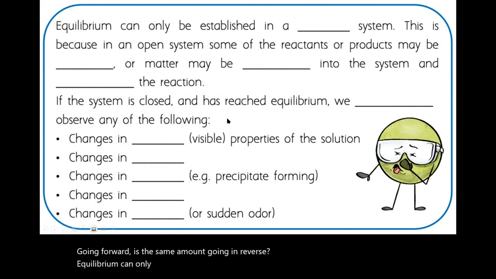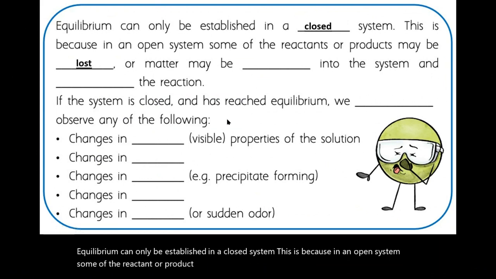Equilibrium can only be established in a closed system. This is because in an open system, some of the reactant or product may be lost, or matter may be transferred into the system and disrupt the reaction.